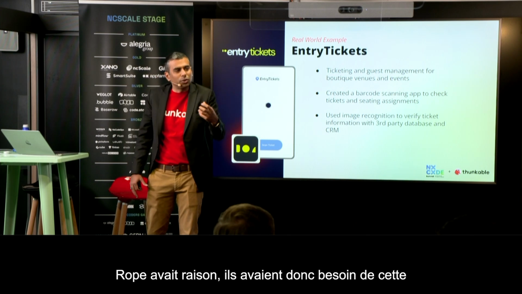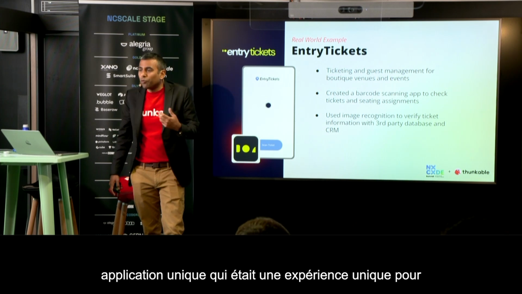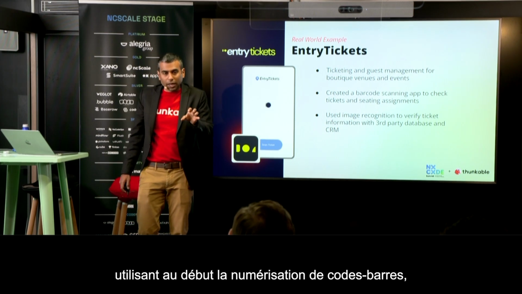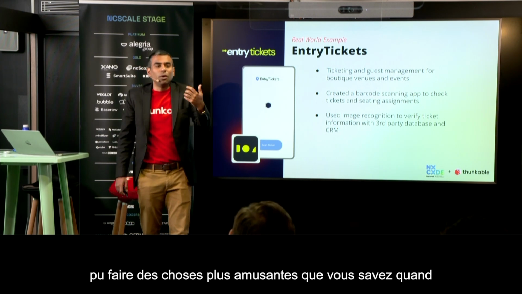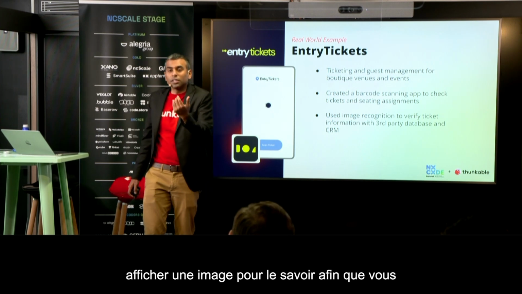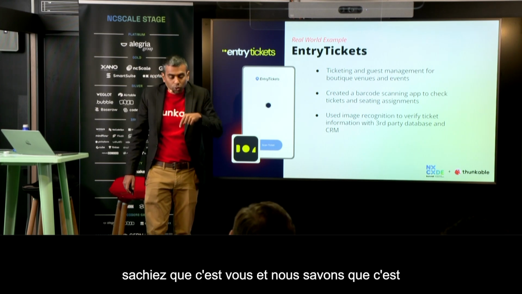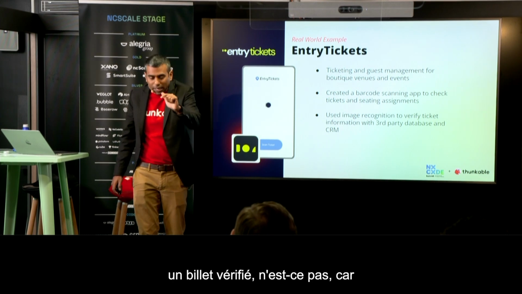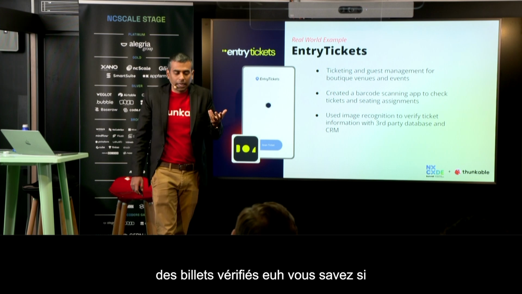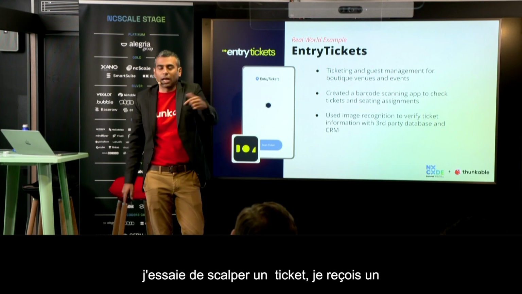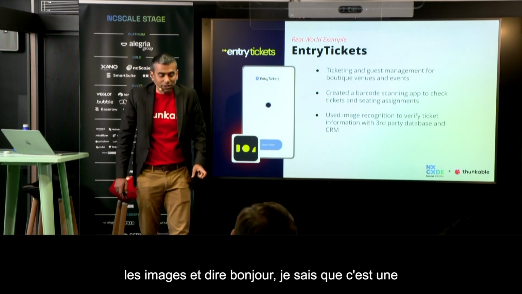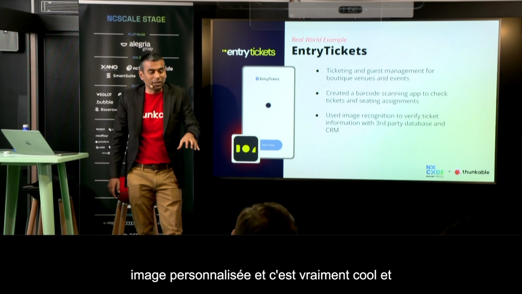So they needed this unique app that was a unique experience for their customers. And by using, at the beginning, barcode scanning, they were able to do that. But then they could do more fun things. You know, when you sometimes go to your bank, they show you an image. They say, well, we can display an image so you know that it's you, and we know that this is a verified ticket, right? Because otherwise, how do you think about verified tickets? If I try and scalp a ticket, I get a rip-off ticket. That's no good. So they could use image recognition to actually identify images and say, hey, I know this is a custom image, and that's really cool.